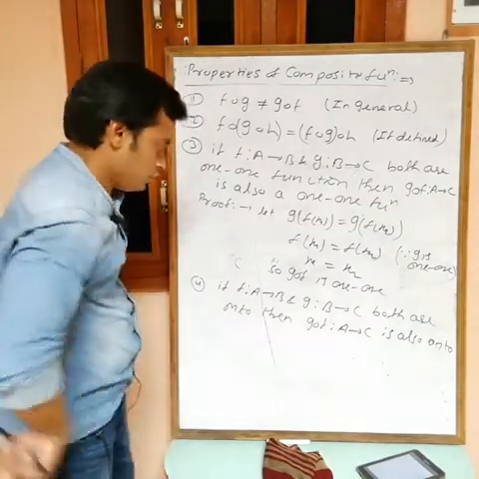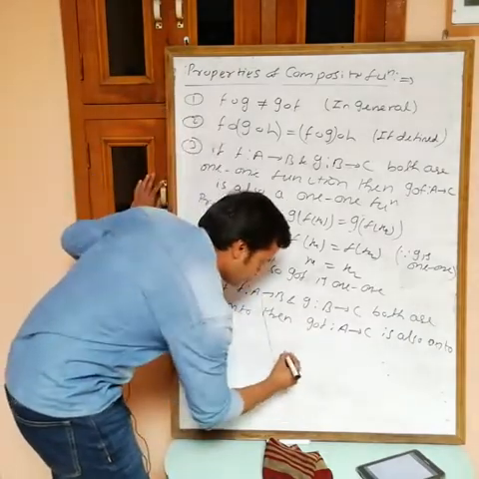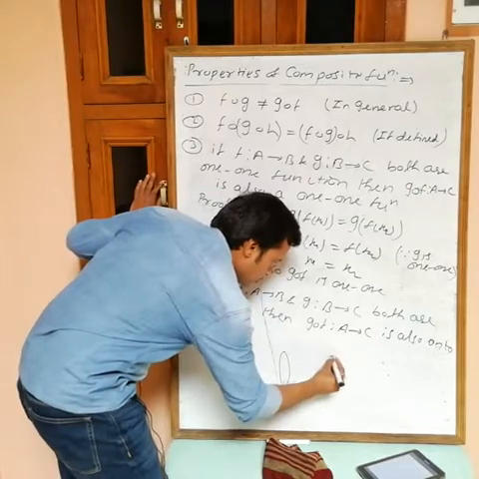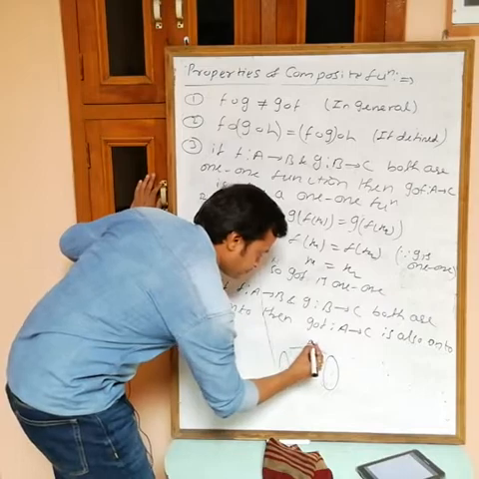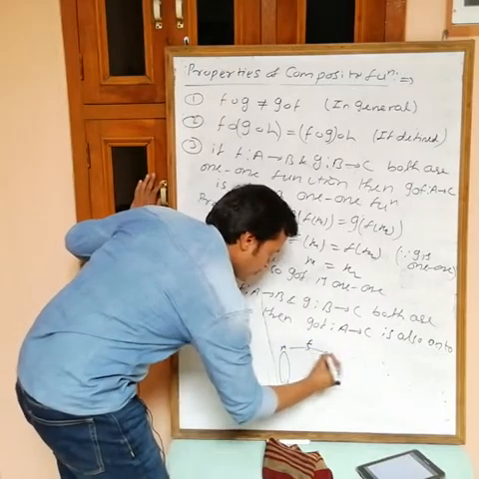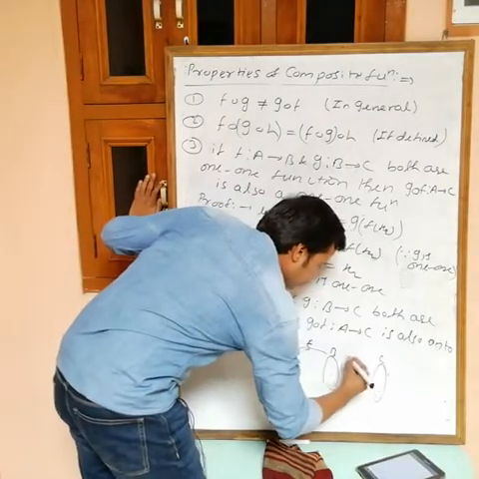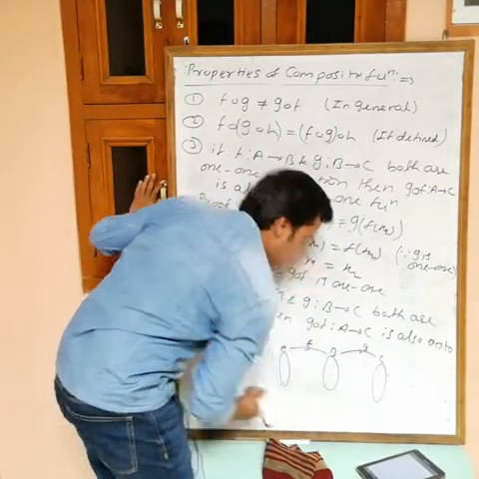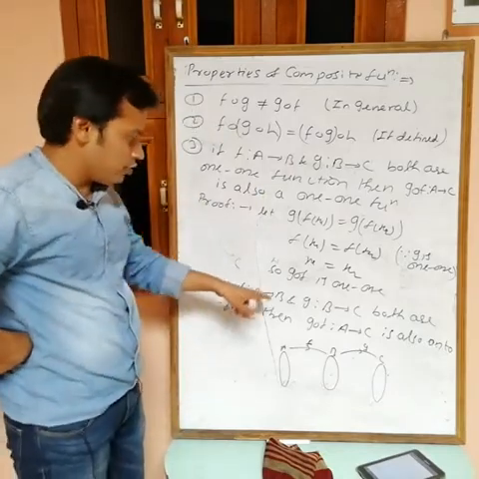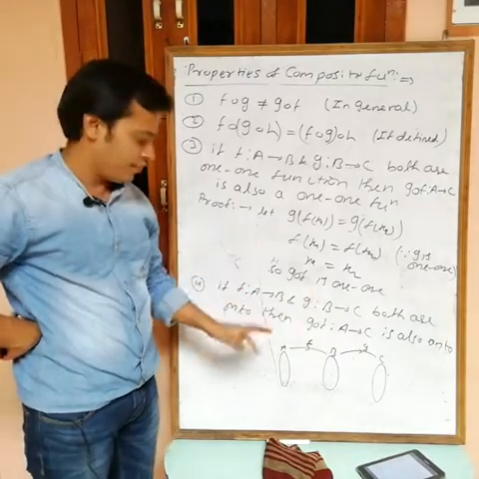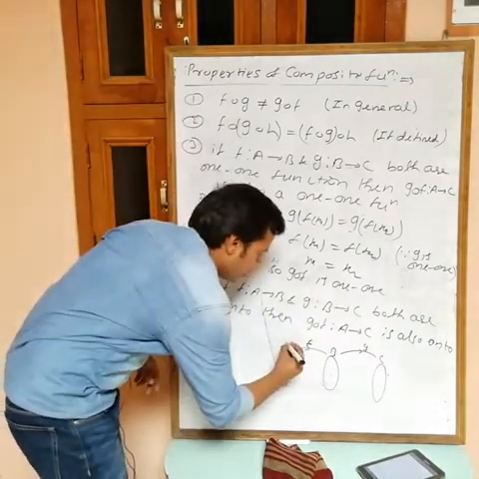See, f from A to B. So suppose this is A and this is B, and this one is f. And g from B to C, this one is g. Now what do we want to prove? We want to prove that gof is onto if both are onto. Here f and g both are onto, and gof is defined from A to C.